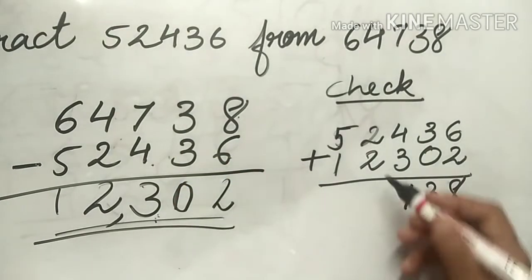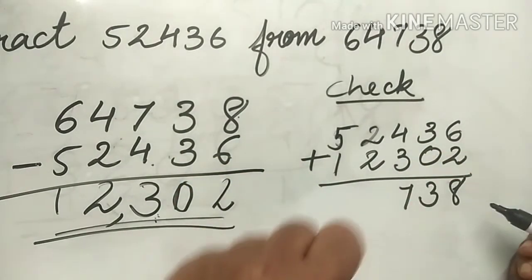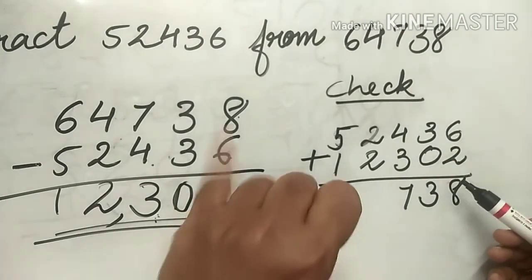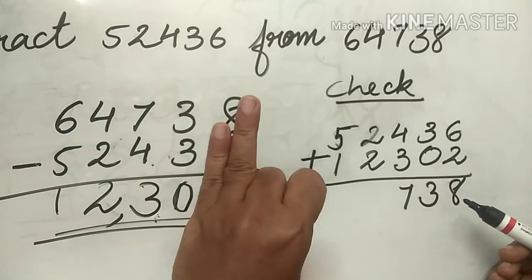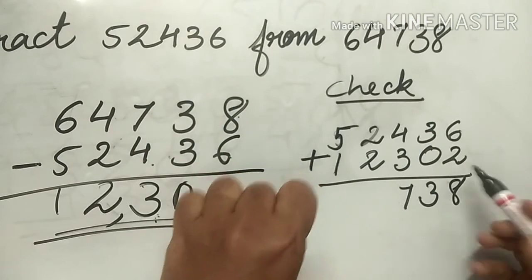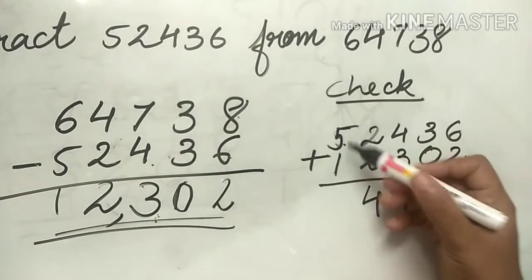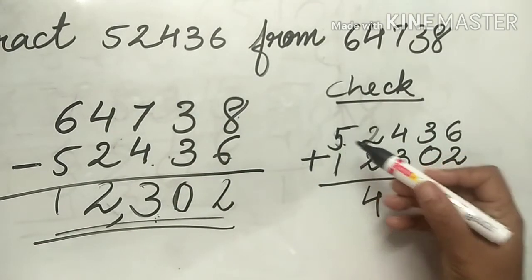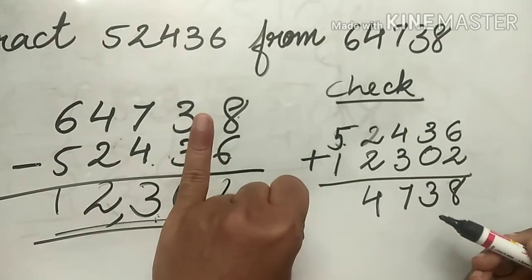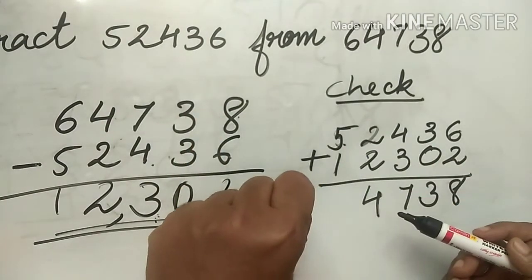Answer is 7. 2 plus 2. 2 in your mind, 2 in your hand. After 2: 3, 4. 5 plus 1. 5 in your mind, 1 in the hand. After 5: 6.